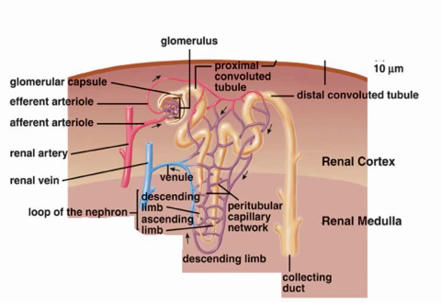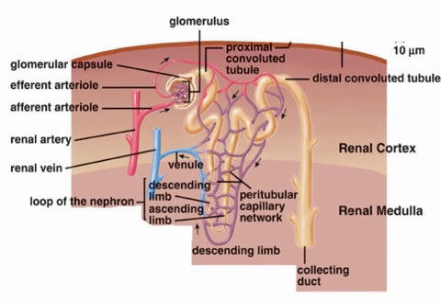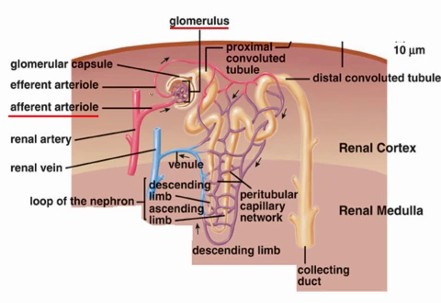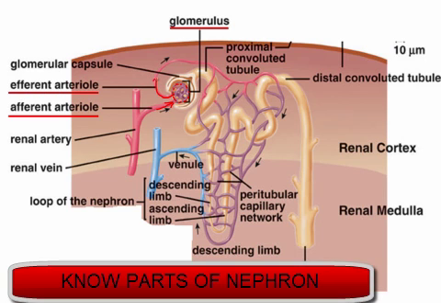Here is the nephron. This is the filtration unit in the kidney. So we'll begin with the afferent arteriole. This is carrying blood into a structure called the glomerulus. The glomerulus is a capillary network where filtration actually occurs. So the afferent arteriole carries blood to the glomerulus, and then following filtration that blood leaves through an efferent arteriole.